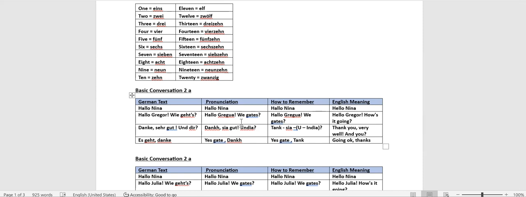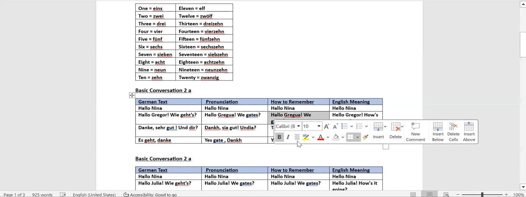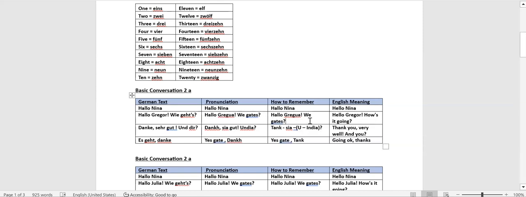Hello Gregor, wie geht's? So how do we remember? Remember about our gate, right? Assume that there's a gate and we are standing there. So if you want to ask somebody, just ask them, hello so and so, wie geht's? It means, how's it going? In this case, it's Gregor. Let's look at the third sentence.